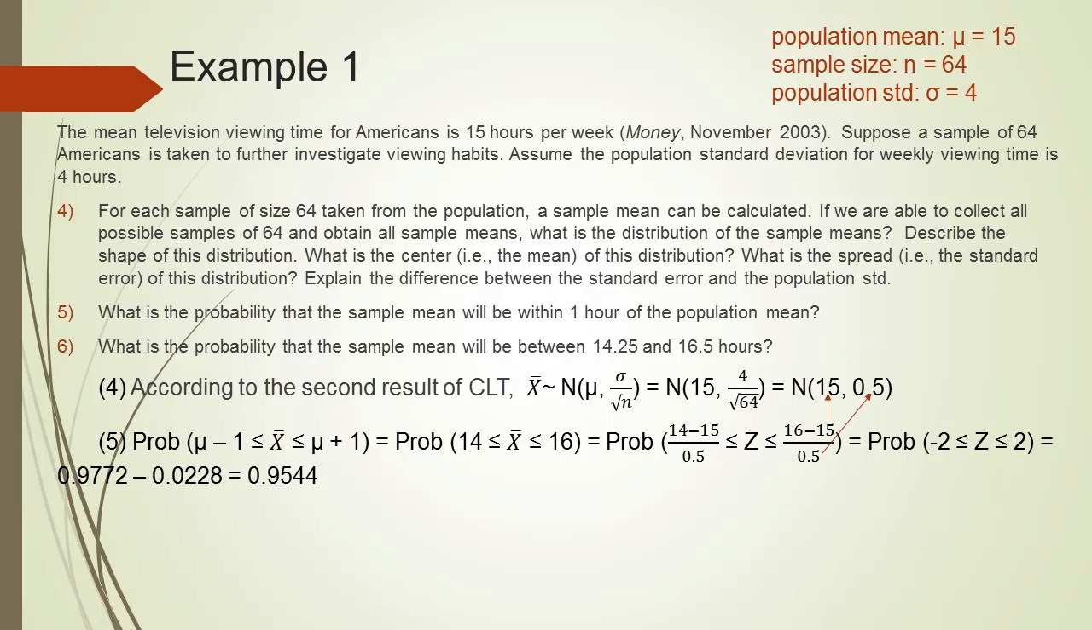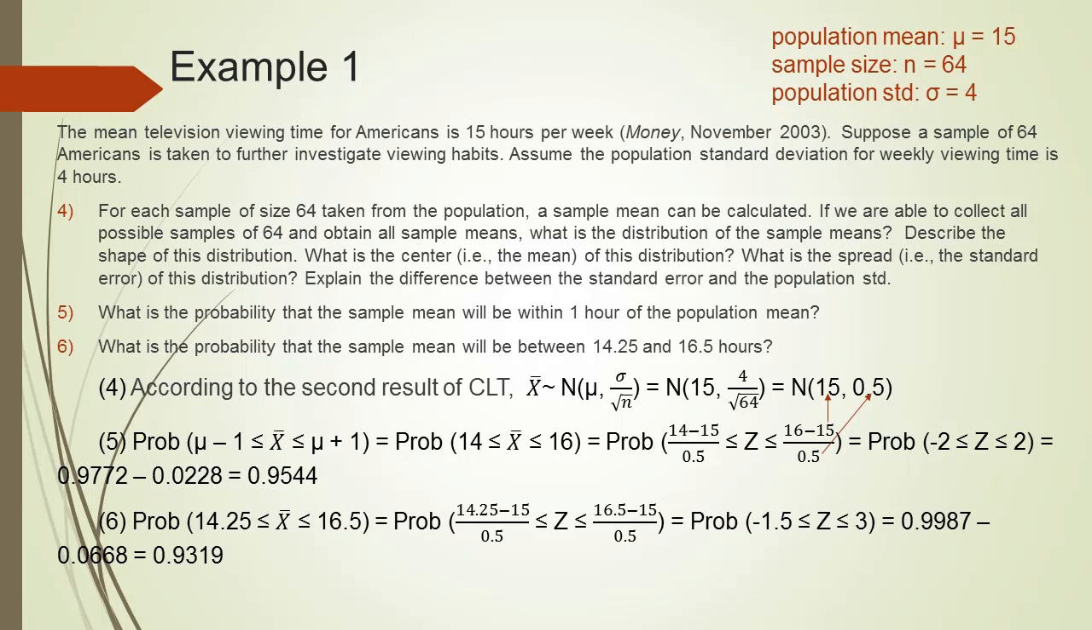The z-score formula is observation minus mean, divided by standard deviation. It is very important to know that the mean and the standard deviation here are the mean and the standard error for the sample mean, not for the population. So they should be 15 and a half, which were found in question 4. After looking up the two z-scores on the z-table, we take the bigger probability minus the smaller probability. The final answer is 0.9544.